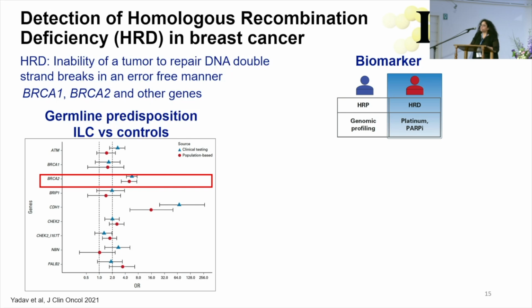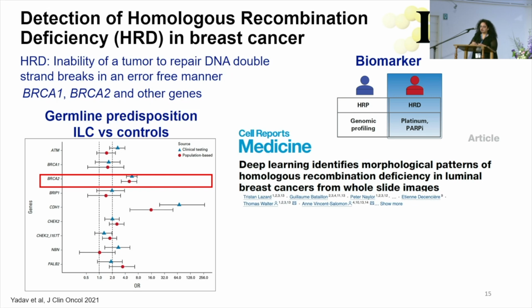Why is this important? Because detection of HRD can help us tailor treatment, given that these patients can benefit from certain therapies, such as PARP inhibitors. And there have been wonderful efforts to predict HRD from H&E slides.